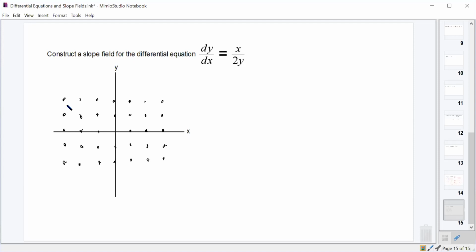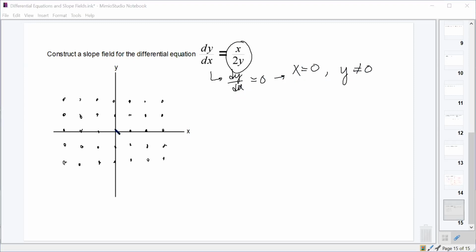So let's first think about what happens when dy/dx is 0. If dy/dx is 0, what can you tell me about x over 2y, or about x and y in general? What does x have to be? 0. X must be 0, but what can y not be? 0. Yeah, y cannot be 0. And so anywhere where x is 0 and y is not 0, we should have a slope of 0.